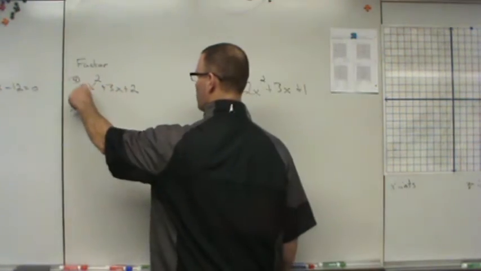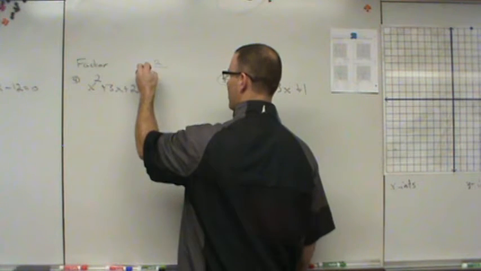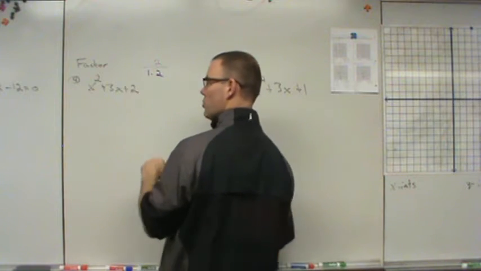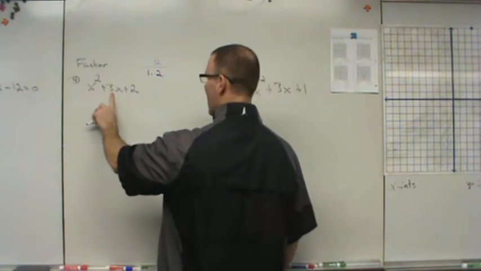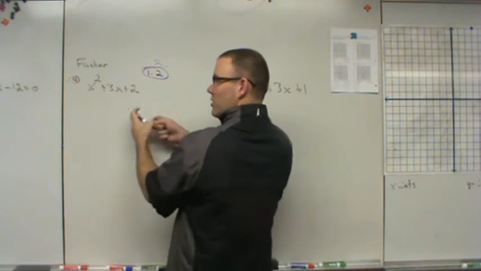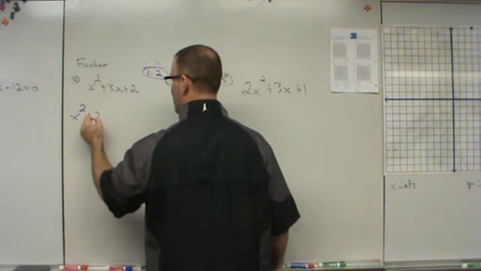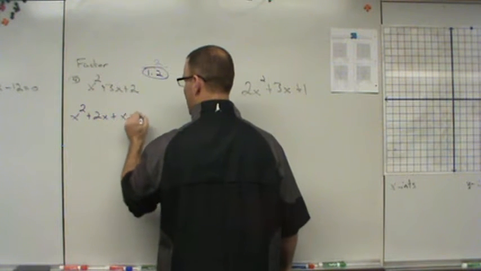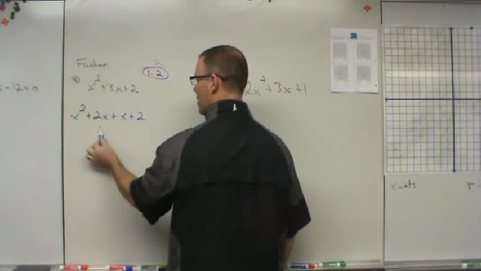How do we factor? Well, remember, we multiply A times C. We list our factors of the last term, so 1 and 2. 2 is a factor, it's already listed. That's it. Which factors add, and how do they add to give me 3? That's what I use to expand the problem. So x squared plus 2x plus x plus 2. When A is 1, the coefficient out there is 1.